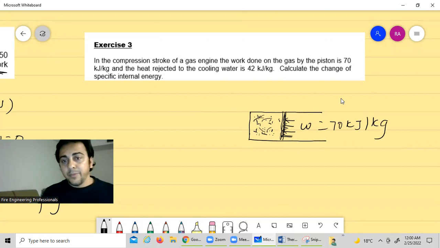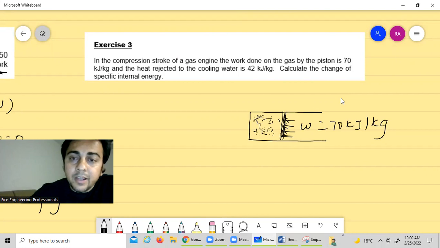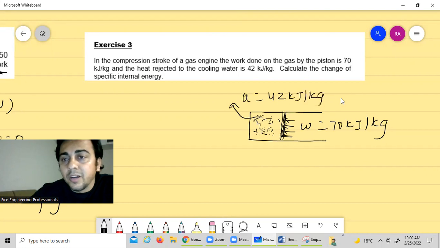And we have a piston cylinder assembly. We must need some coolant or cooling water to keep the cylinder temperature maintained, right? Which is why we have some heat rejection. So the heat rejection is 42 kilojoule per kilogram of air. So it is rejecting from the system, which must be in minus, right?